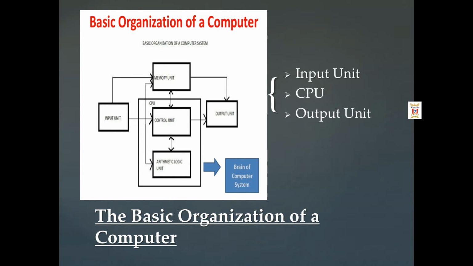The basic organization has input unit, CPU and output unit. As you know, input devices like keyboard and mouse are used to provide input to the computer so that it processes it and gives us some output. The processing is done by the CPU, which is the central processing unit. The CPU performs both logical and arithmetic operations.